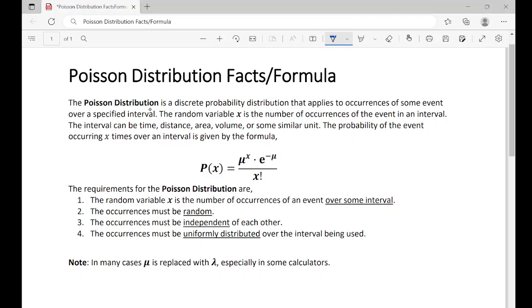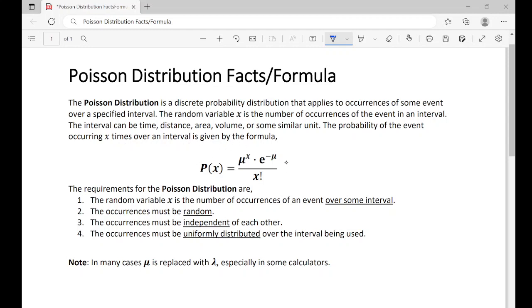The Poisson distribution is a discrete probability distribution that applies to the occurrences of some event over a specified interval. The random variable x is the number of occurrences of the event in the interval. The interval can be time, distance, area, volume, or some similar unit. The probability of the event occurring x times over an interval is given by this formula.